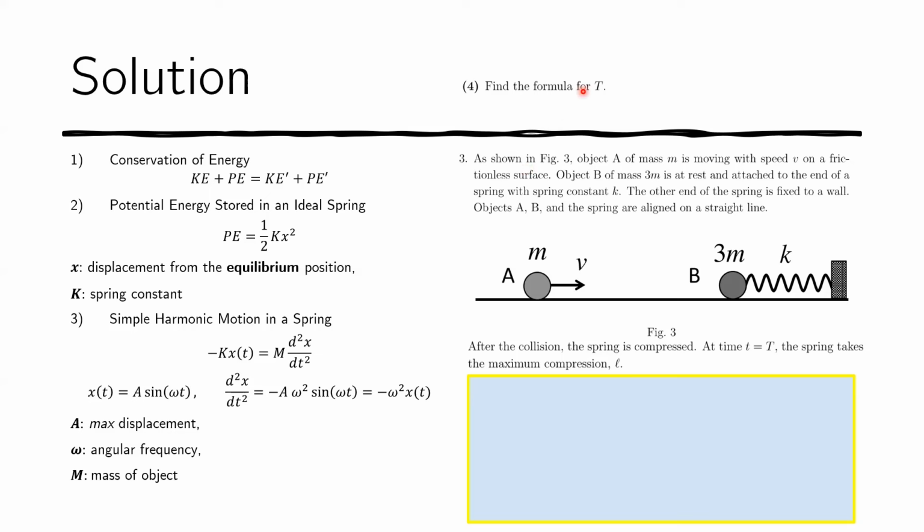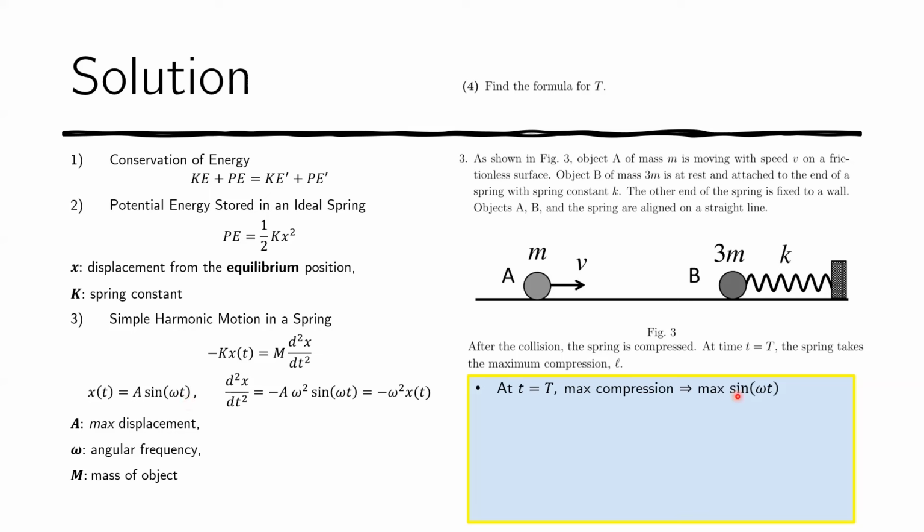Question 4, we need to look for capital T, and that is again the time when the maximum compression happens. We will use these relationships here to find capital T. Because this is the relationship between the compression and the time, when this is maximum, sine is maximum. That's because A here is a constant. So we need to find T such that sine of omega T is maximum.